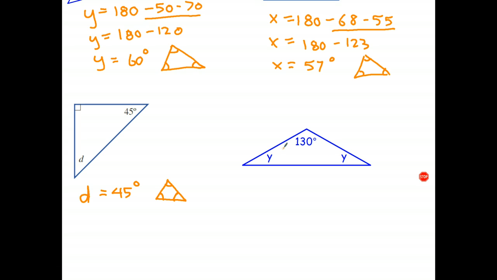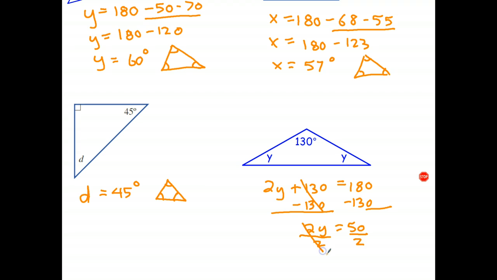Because we got the variable appearing more than once here, let's do this one using algebra. So 2y plus 130 adds to 180. Take away 130, and 2y equals 50, divide both sides by 2, and y equals 25 degrees. And once again, the reason for that is the angles in a triangle add to 180 degrees.